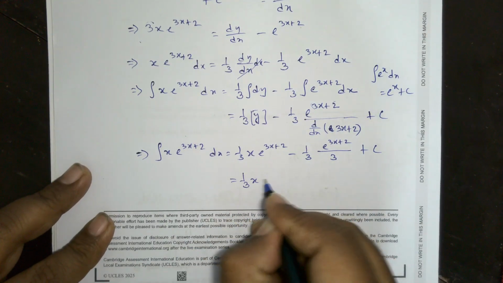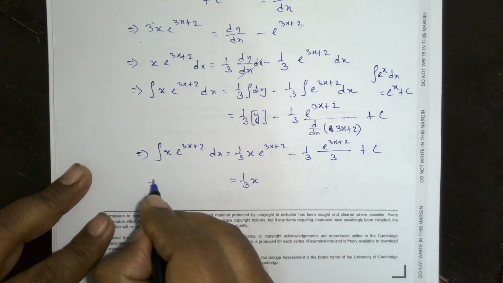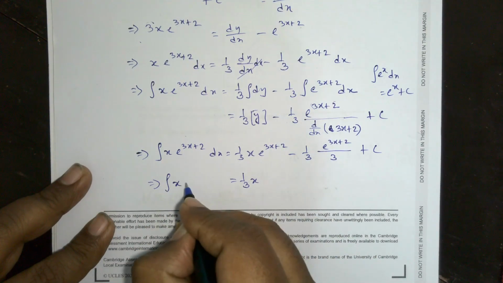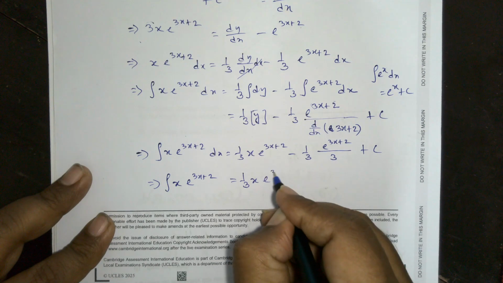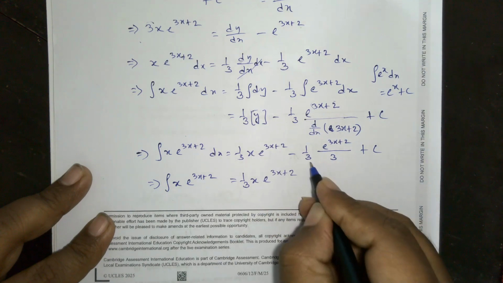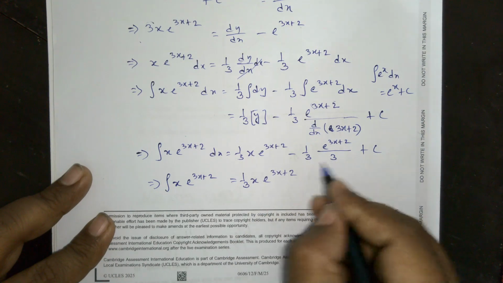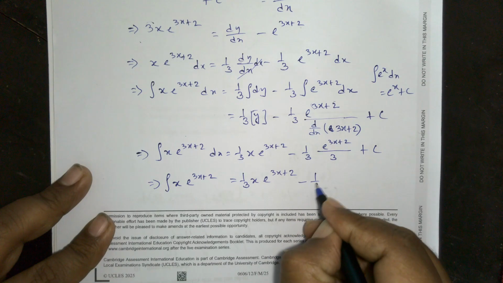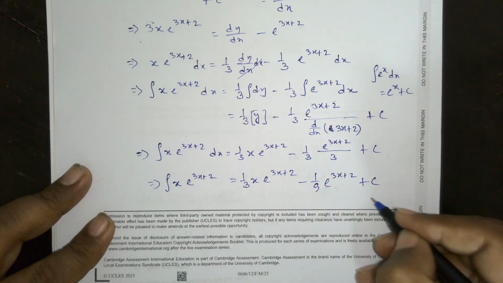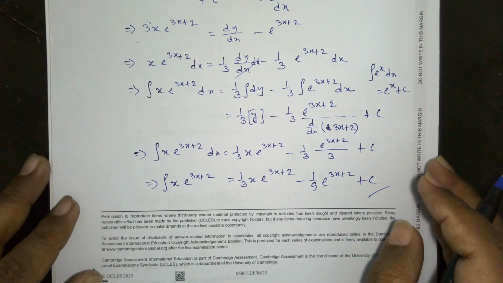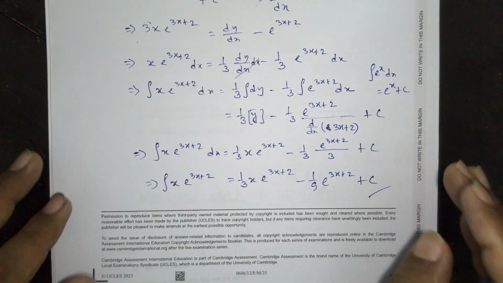So now this must be our final line: 1/3 of x times e to the power 3x plus 2. Both of the 3s are in the denominator, so I can write minus 1 over 9 e to the power 3x plus 2 and plus c. So our paper is finished. Okay. Bye.